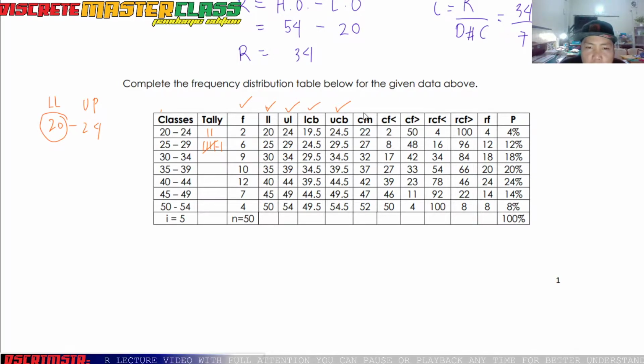Ano naman yung CM? Ang CM ay class mark. Ang class mark is midpoint ng class. So, sa 20 to 24, para makuha mo yung midpoint, 20 plus 24 divide 2. So, that is 44 over 2. That is 22. That's the reason kung bakit 22 yung ito. Bakit 22 yan? Okay?